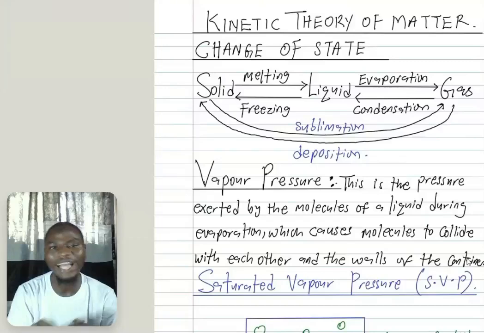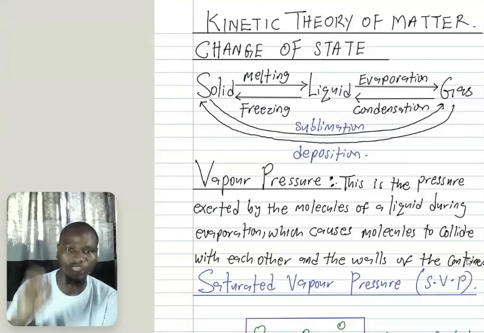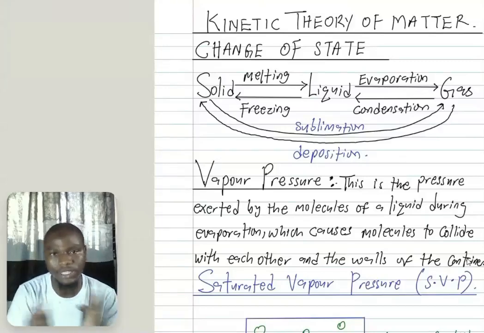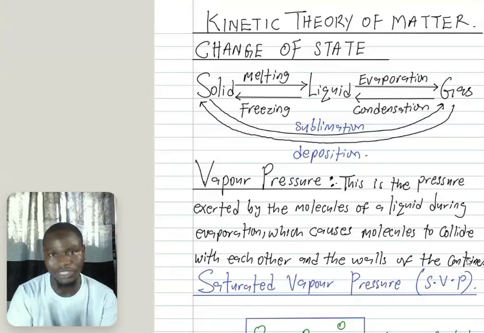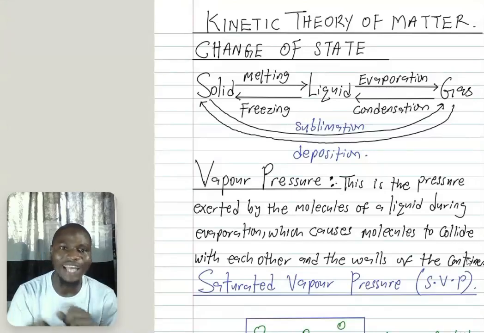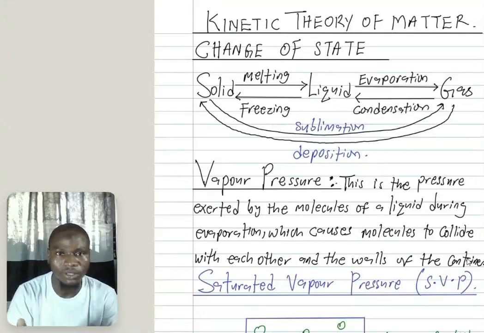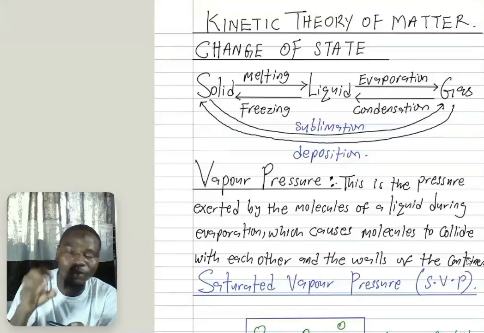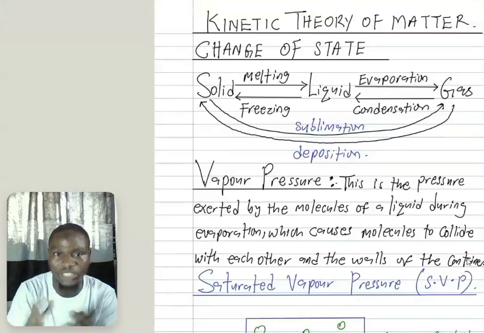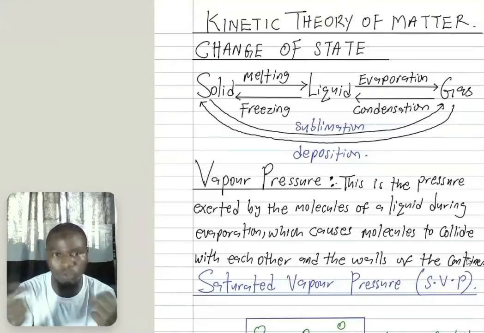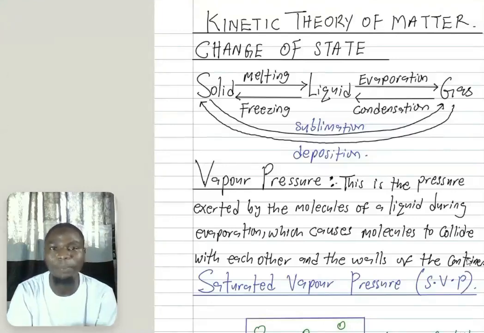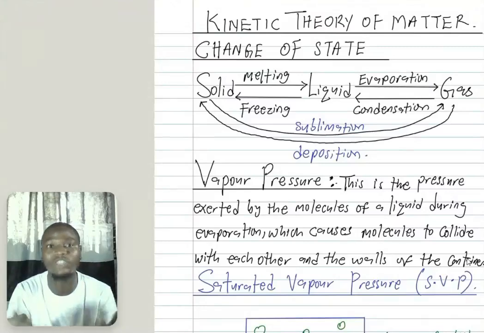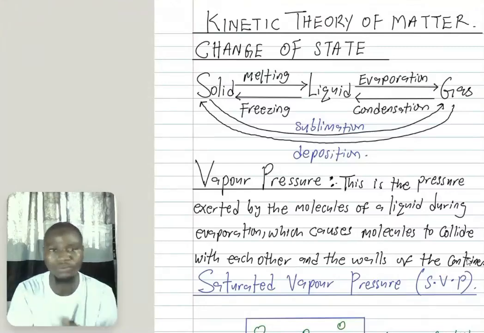Take note that as the molecules escape from the top of the liquid, they collide with each other. Also, they collide with the walls of the container. As collisions occur, these particles exert pressure on each other and also on the walls of the container. The pressure exerted by this vapor during evaporation is what we refer to as vapor pressure.